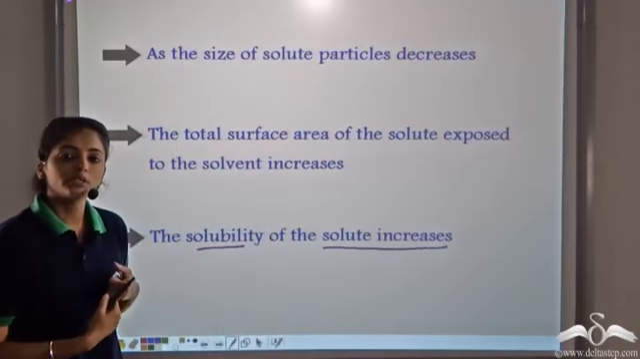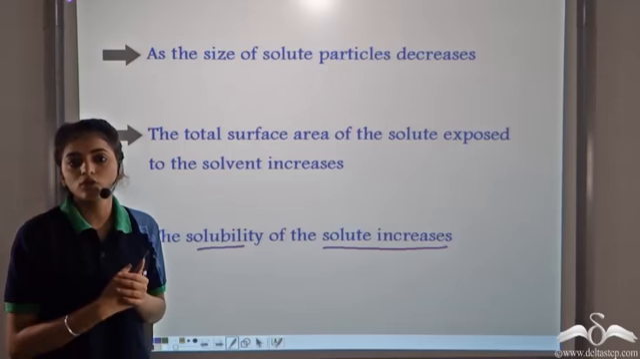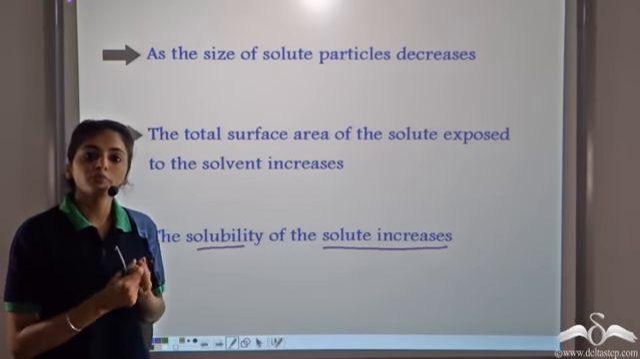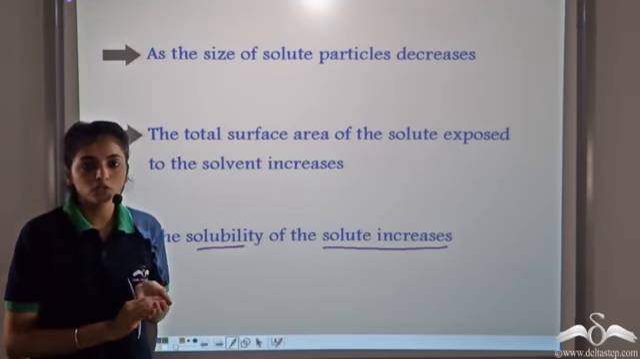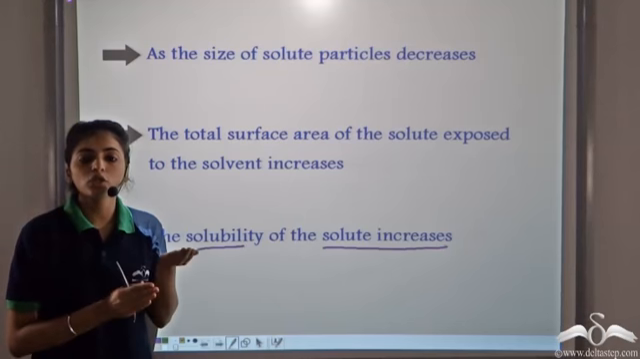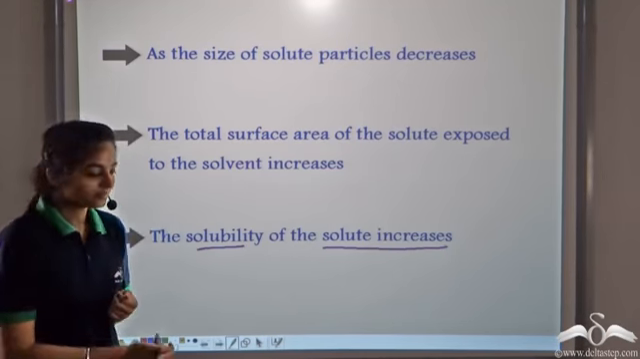So now which one do you think? Will salt powder dissolve faster or lumps of salt dissolve faster in a solution? We see that the greater surface area of the salt powder is exposed to the solvent molecules. So the salt powder dissolves faster as compared to lumps of salt.